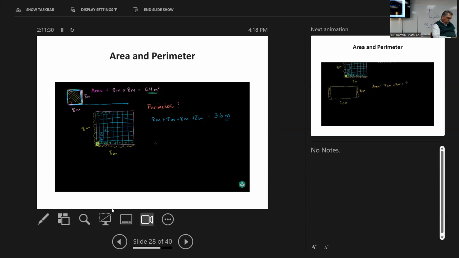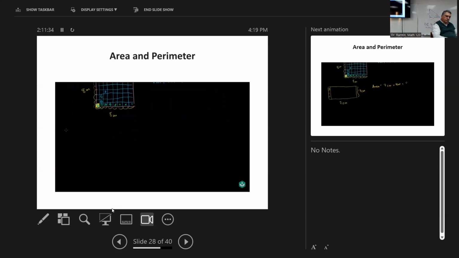Now, let's make it a little bit more interesting. What happens if instead of a square, I have a rectangle like this? Let's say that this side over here is 7 centimeters. And let's say that the height right here is 4 centimeters. So what is the area of this rectangle going to be? It's going to be 7 centimeters times 4 centimeters.